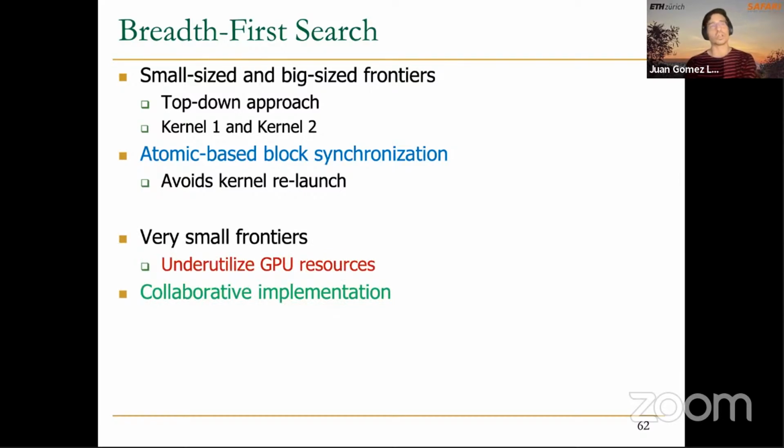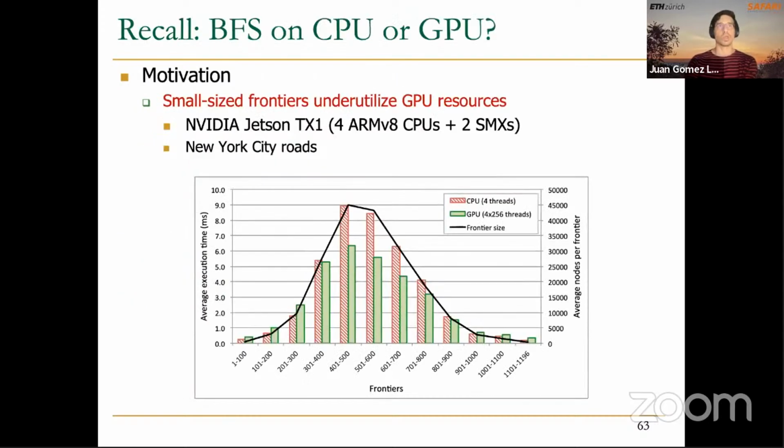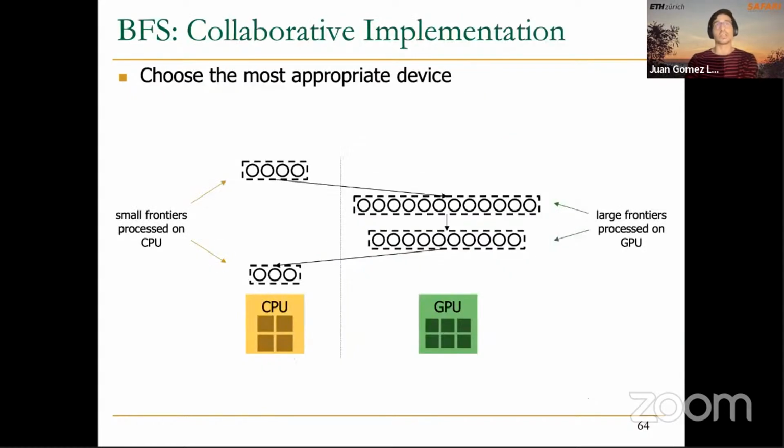We have started with that in our lecture today, and here you have again the same plot for motivation: small size frontiers, underutilized GPU resources. So what makes sense is to process shorter or smaller frontiers on the CPU cores, while large frontiers are processed on the GPU side. And now the question is, how do we implement this, depending on whether we have a unified memory or not?